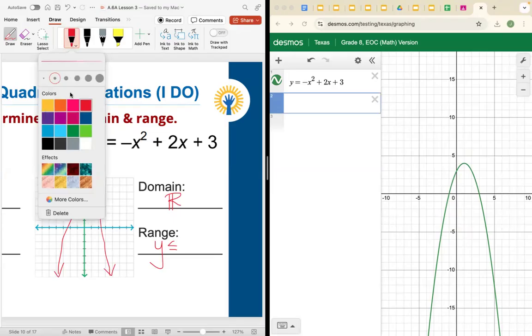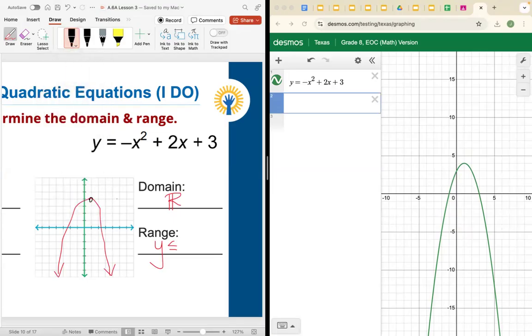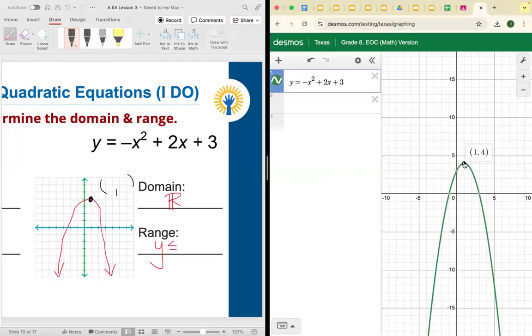I can already see the vertex is somewhere right here. And the vertex says, let's go to our tools, is at 1, 4. So I'm going to write here 1, 4. And of course, we know the range is our y value. So that means that we're going to have y is less than or equal to 4.